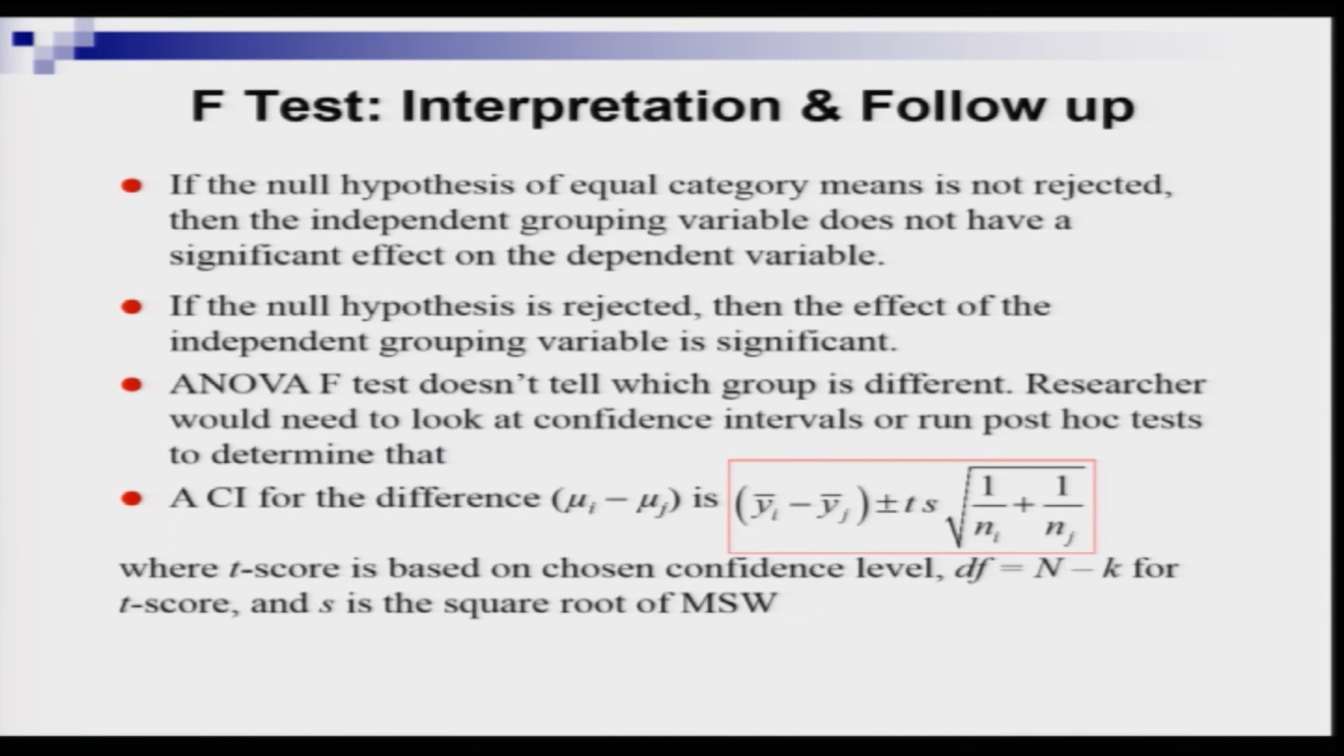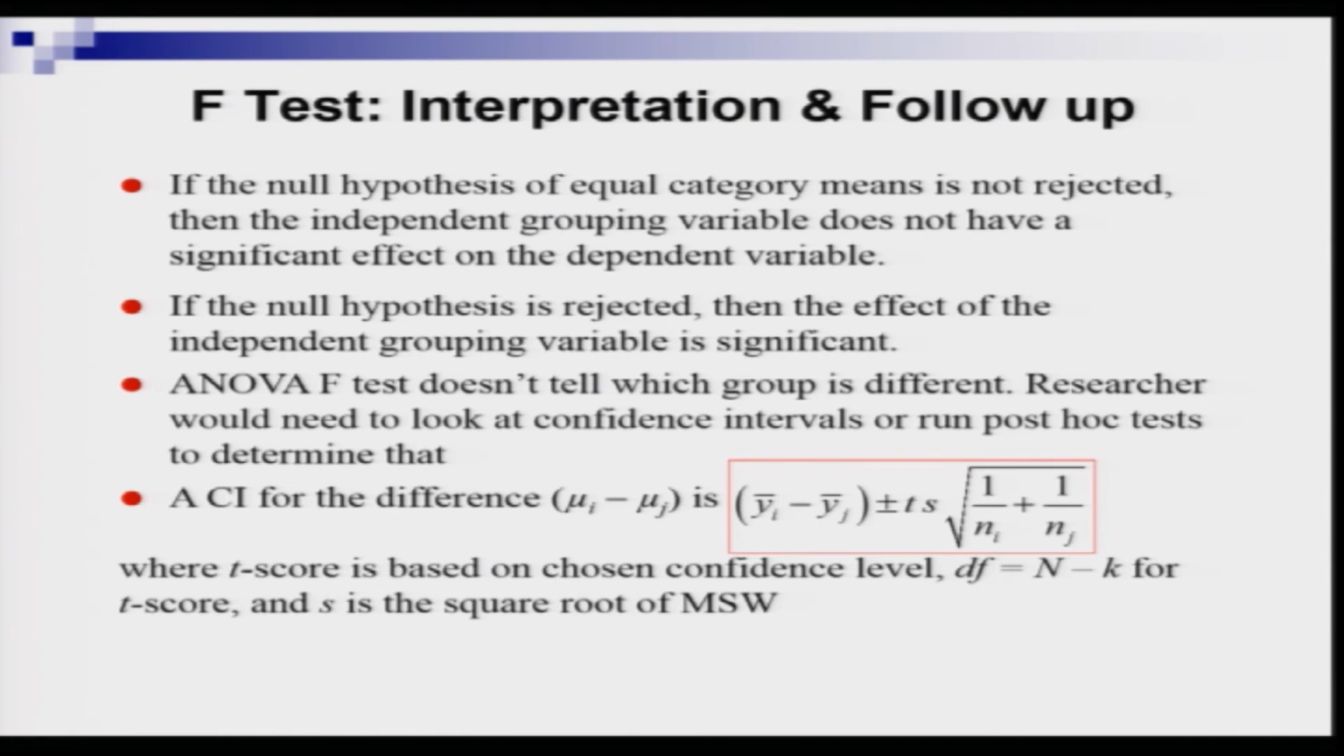Now, what if the other way round? If the null hypothesis is indeed rejected, then what should you conclude? There you can draw an inference that the effect of the independent grouping variable is significant, because at least one of these sample group means is different from the overall sample mean. That is what your sample is showing. So, you can say that at least one population group mean is different from the other population group means.